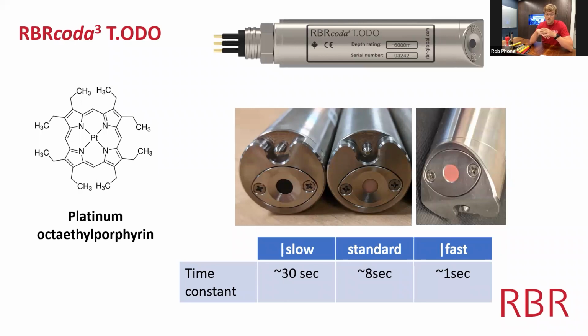Because of this additional membrane, it makes the signal very bright, which allows us to have a dimmer LED, and thus it consumes less power than the standard sensor. In the case of the fast, it has a very thin coating, and it actually has quite a unique construction. And the time constants are shown below here at the bottom.